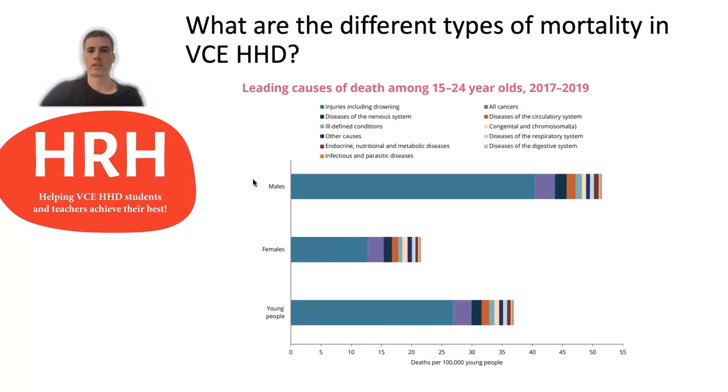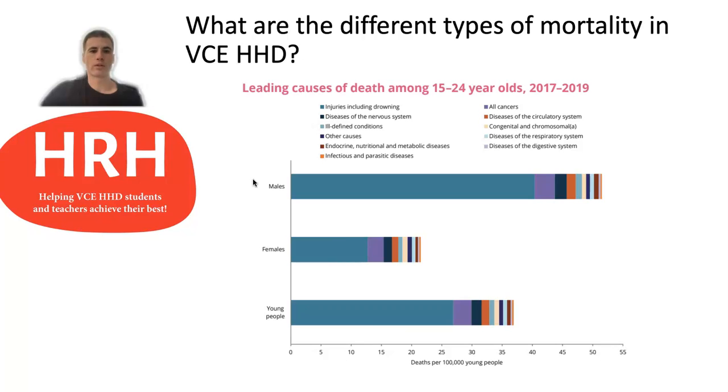This is what's sometimes referred to as a stacked bar graph, and you can see on the y-axis you've got your males, females, and then the combination of both for young people, and then along the x-axis you've got the deaths per 100,000 young people. So it's really important to refer to those units when stating data or information from this particular graph.